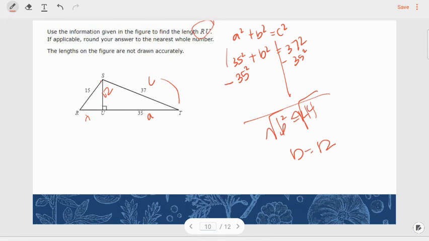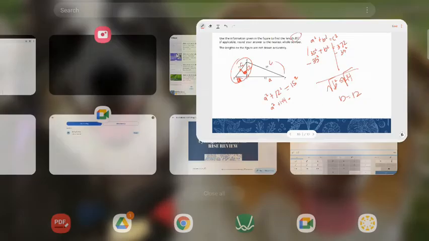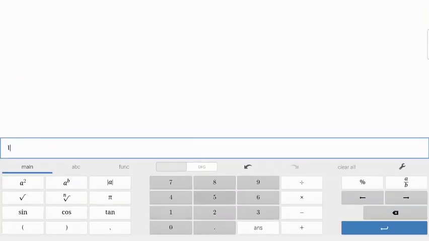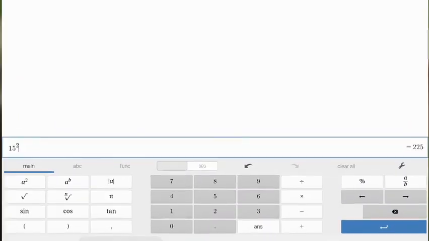How do I find now my missing side? Well, I do it again just for this triangle. So 12 squared. Now this is A or B. We'll be consistent. Let's call it B. We'll call our unknown side A, and this is C because it's across from the right angle. So we have a squared plus 12 squared equals 15 squared. 12 squared is 144, and 15 squared is 225.